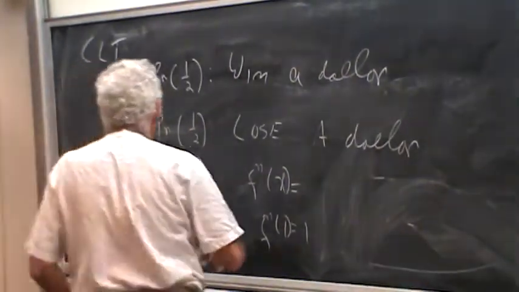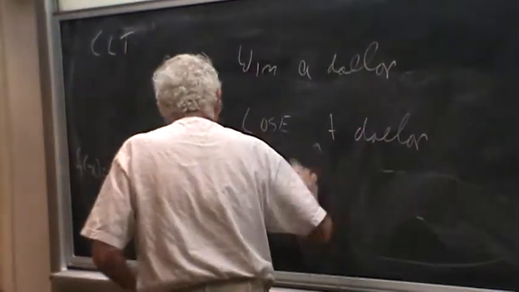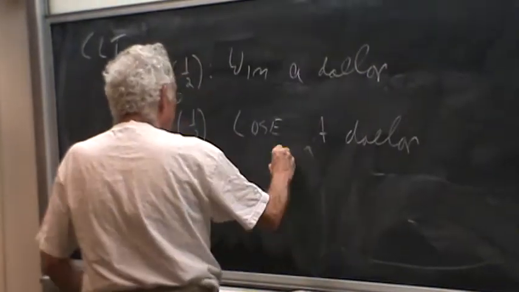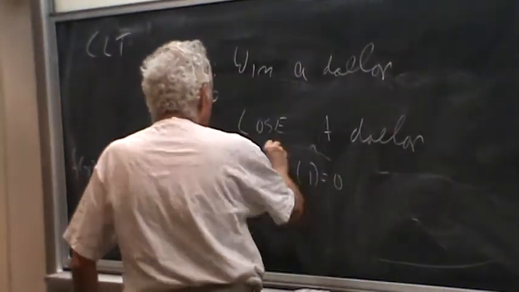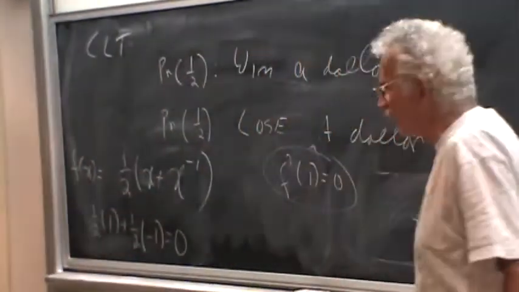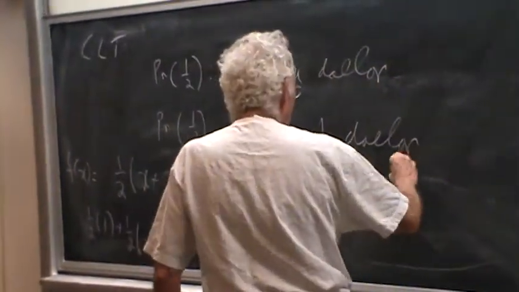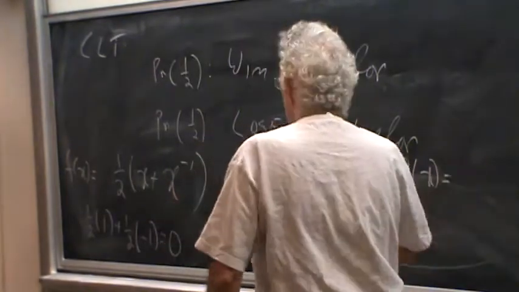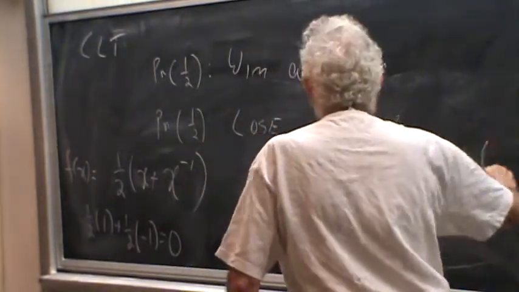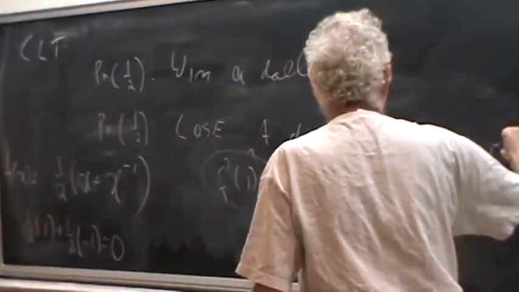The standard deviation, the expectation is 0. So f double prime at 1 is 0. This means it's a fair coin. And if you take the second derivative, you get 1/2 times 1 minus x to the minus 2.